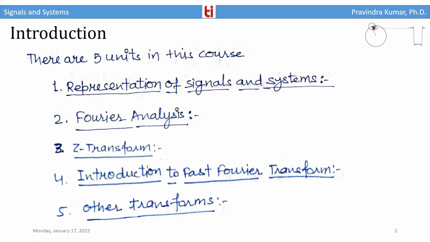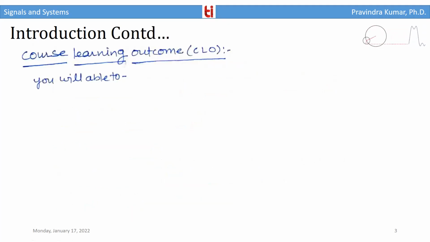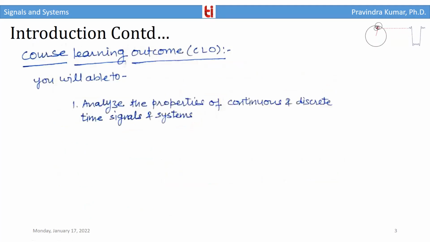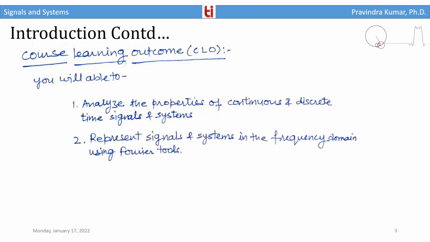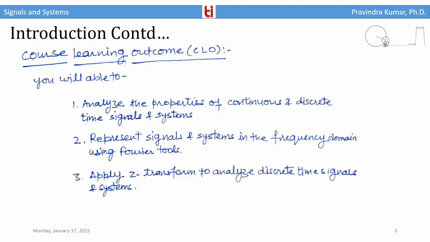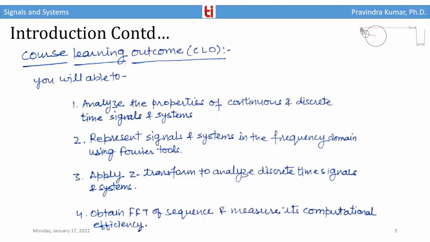After this course, you will be able to analyze or define the properties of continuous and discrete time signals and systems. You can also have the representation of signals and systems in the frequency domain using Fourier tools. Why we are using Fourier tools, we will also discuss. You will also be able to apply the Z transform to analyze discrete time signals and systems, and obtain the fast Fourier transform of a sequence and measure its computational efficiency. So these are the outcomes from this course.